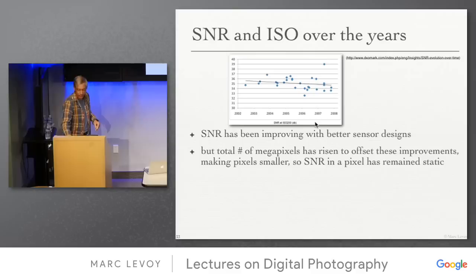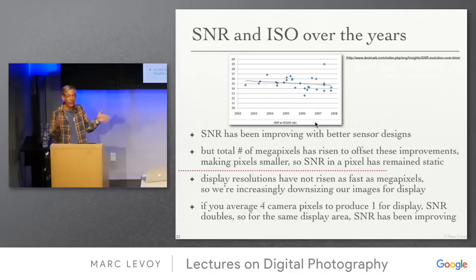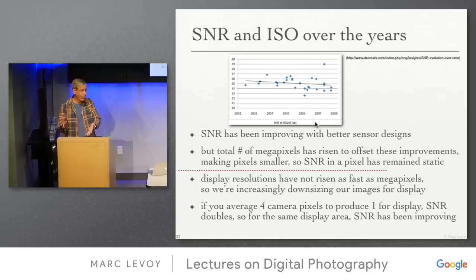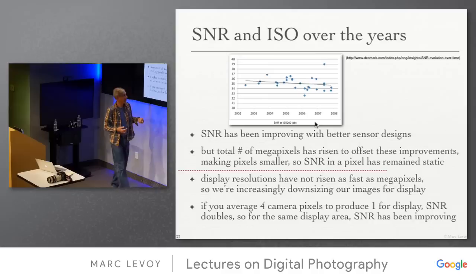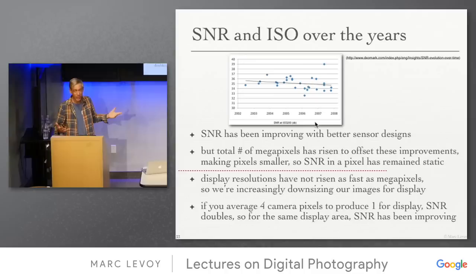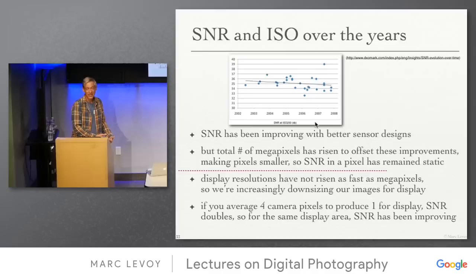But what's interesting about this is that display resolutions have not risen as fast as the number of megapixels on the camera. And so as a result, we're increasingly downsizing our images for display. And if we average 4 pixels down to 1 pixel, then that reduces noise as well. It goes just the same way that it does for the formulas that I've given you. 4 to 1, the SNR, the signal to noise ratio, doubles, goes as the square root. Just as if you had averaged 4 pixels when you first came out of the image, or you had a pixel 4 times as large, or an exposure that was longer. So if you include that effect, then the signal to noise ratio has been getting better.